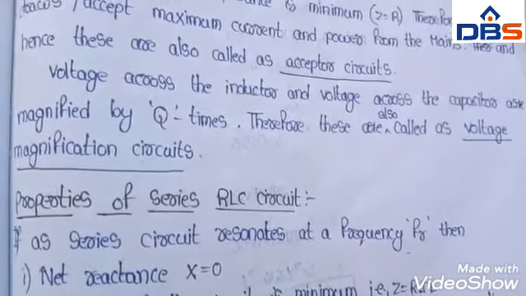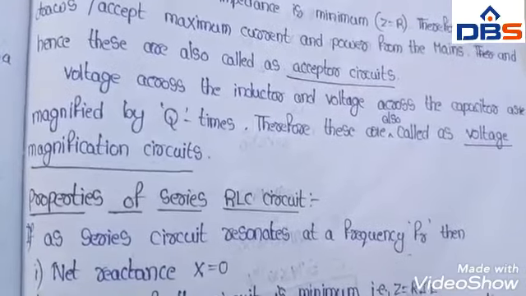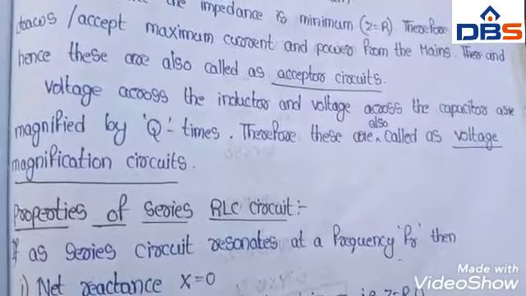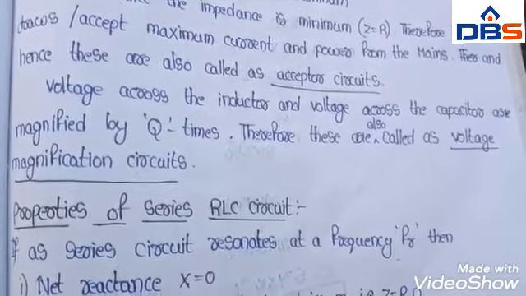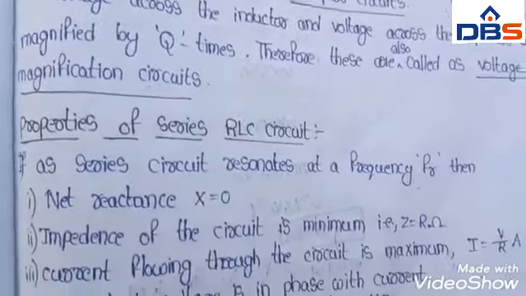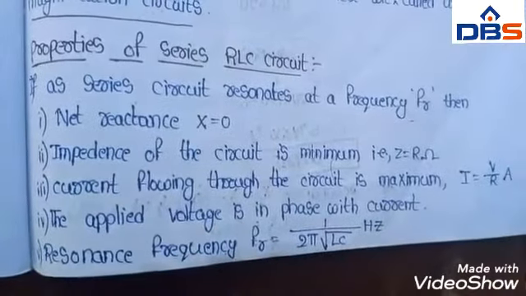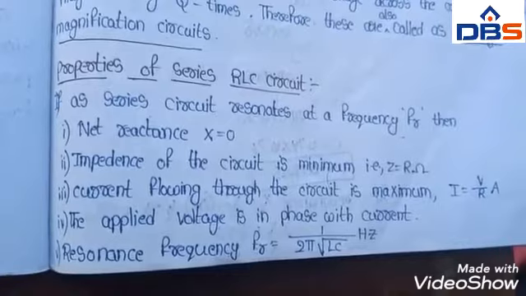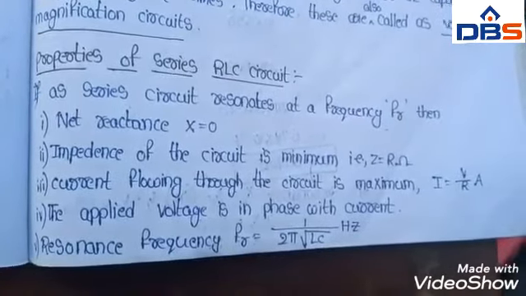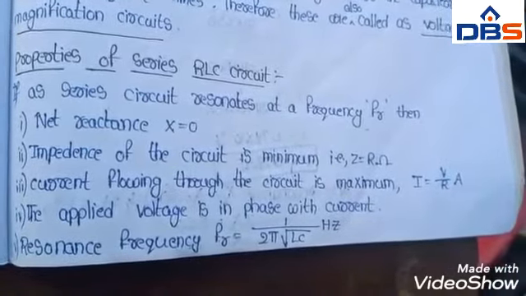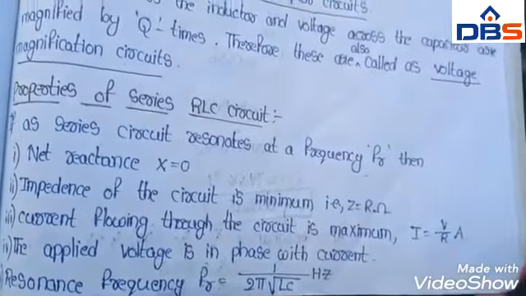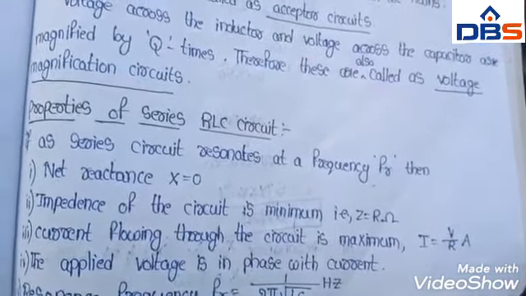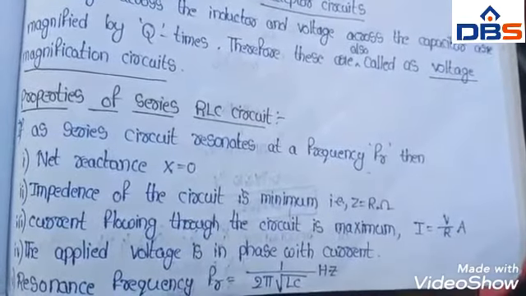Now the brief features or properties of the series RLC circuit. This may be helpful for 2 marks and also 5 marks. Mainly in a series resonant circuit, the net reactance X is 0 and the impedance of the circuit is minimum, that is Z is equal to R. Whenever impedance is minimum, current is maximum, that is I is equal to V by R, and the power factor is also maximum, that is equal to unity.